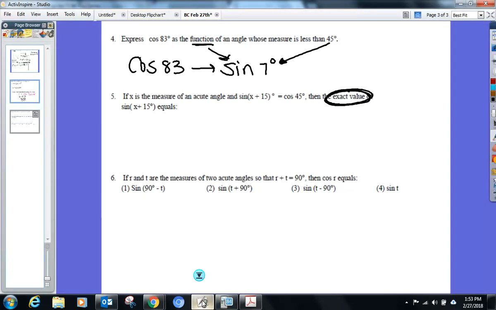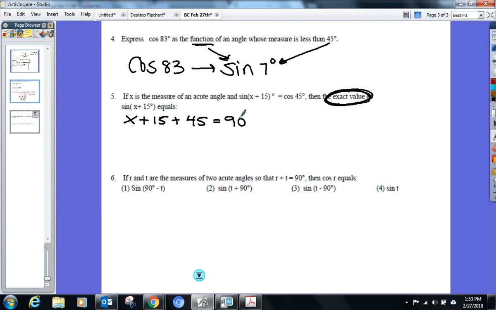Sine and cosine are equal. What do I know about x plus 15 and 45? They're not equal. They're complementary. So here we go. Let's solve for x first. So x plus 15 plus 45 equals 90. Go ahead and solve for x.